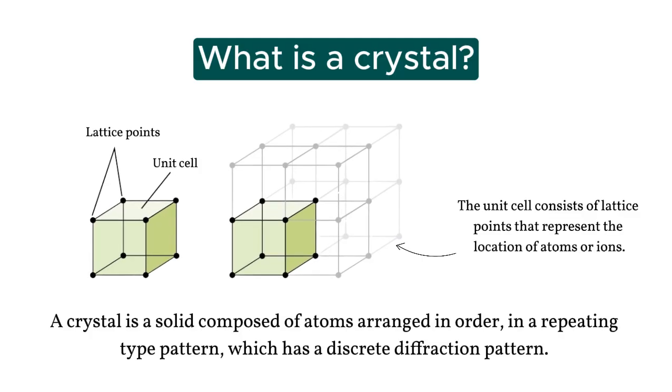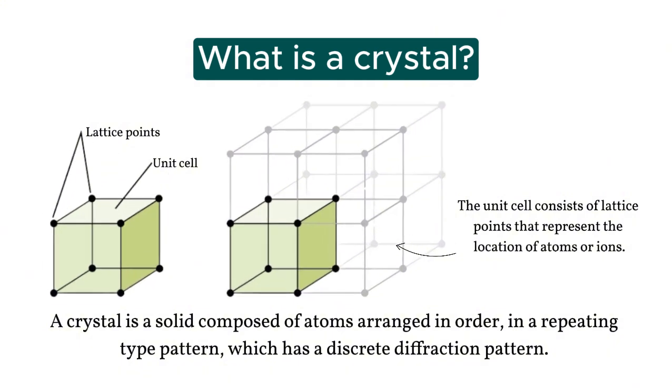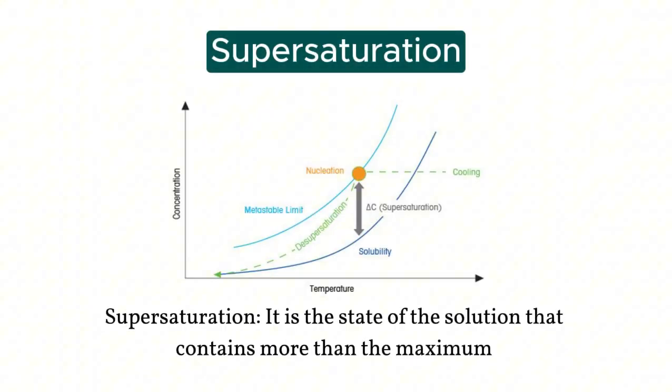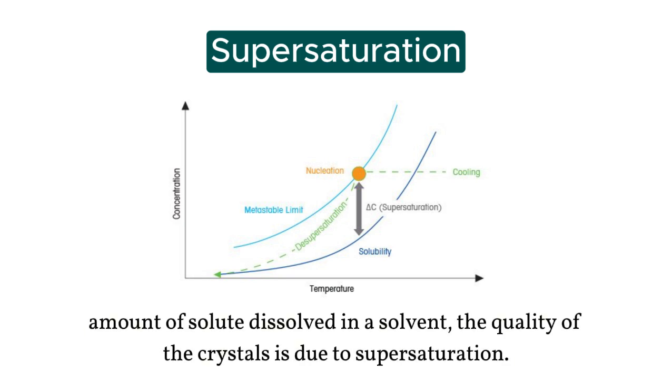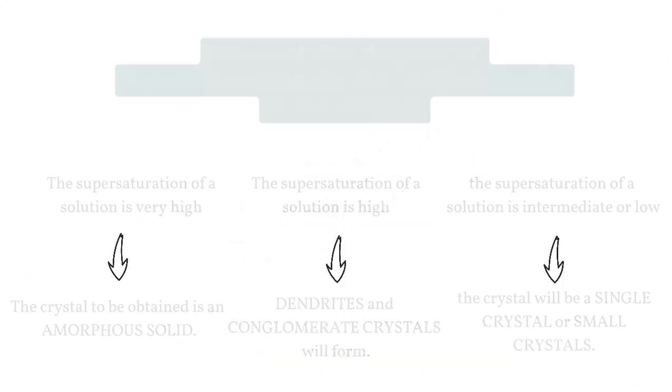A crystal is a solid composed of atoms arranged in order, in a repeated pattern which has a discrete diffraction pattern. Supersaturation is the state of a solution that contains more than the maximum amount of solute dissolved in a solvent. The quality of the crystal is due to supersaturation.